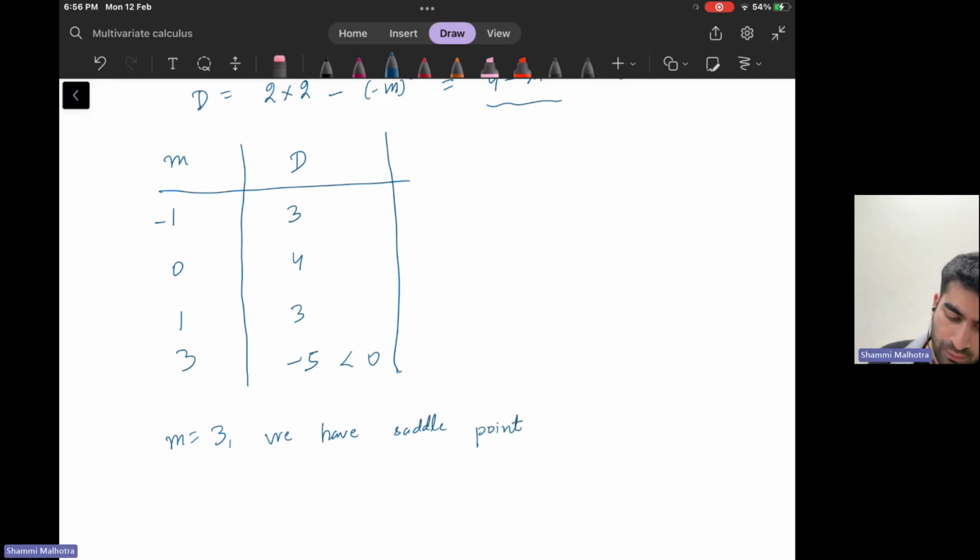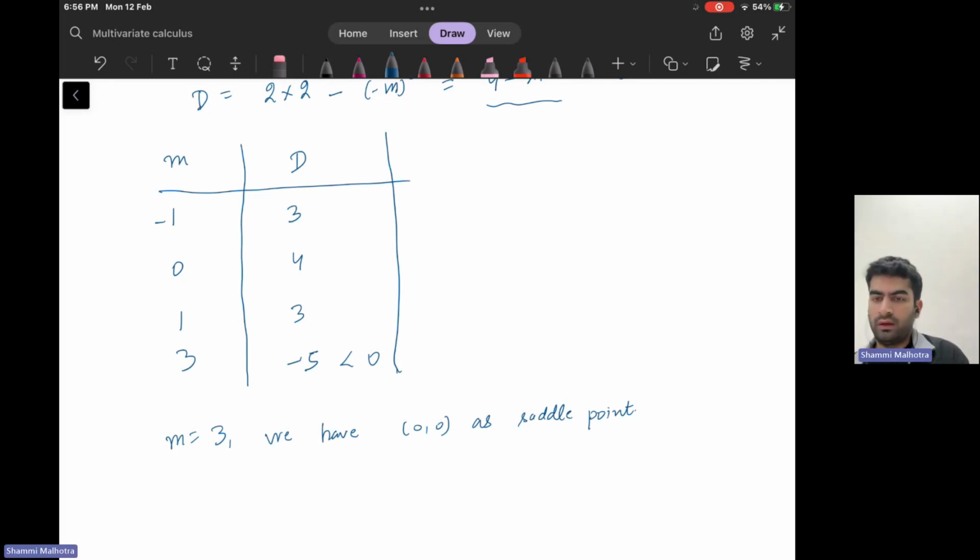Basically, we have 0, 0 as a saddle point. So let me write clearly. We have 0, 0 as a saddle point. Okay, so for m equal to 3, in other cases, we don't have this value to be negative. We have things to be positive. So either we are getting a local maxima or local minimum, but certainly we're not getting a saddle point there.